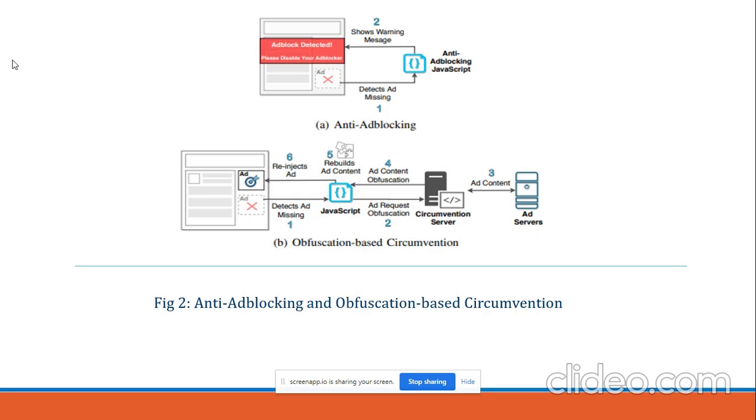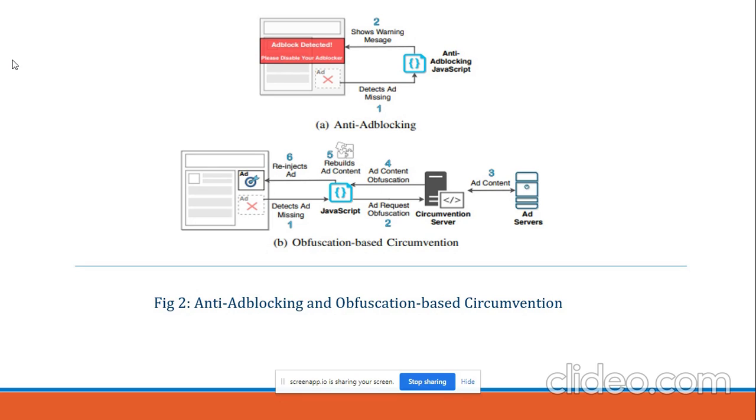Here is a pictorial representation of anti-blocking and obfuscation-based circumvention. Here, in the first anti-ad blocking technique, the URL is passed and detected through an anti-ad blocking JavaScript, where it shows a warning message that an ad blocker has been detected. Please remove the ad, disable your ad blocker.